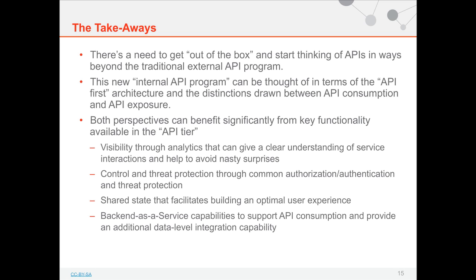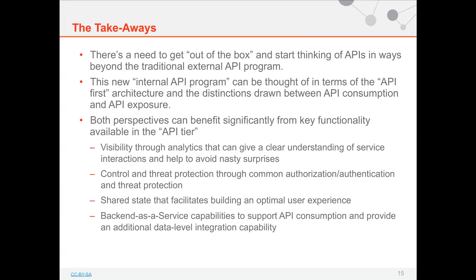And there are pieces of the internal API program that relate to both API consumption and API exposure. Definitely both perspectives, external and internal API programs, can benefit from all the capabilities that you would find in the API tier and the API first architecture. The visibility that you get from analytics for resource chargeback, as well as all the things that you would use in an internal or external program. The control and threat protection you get, it's actually kind of interesting. We have a lot of customers that talk about how they've imposed a denial of service attack on themselves. And so, having that level of control is equally relevant regardless of whether you're an external or internal API program.